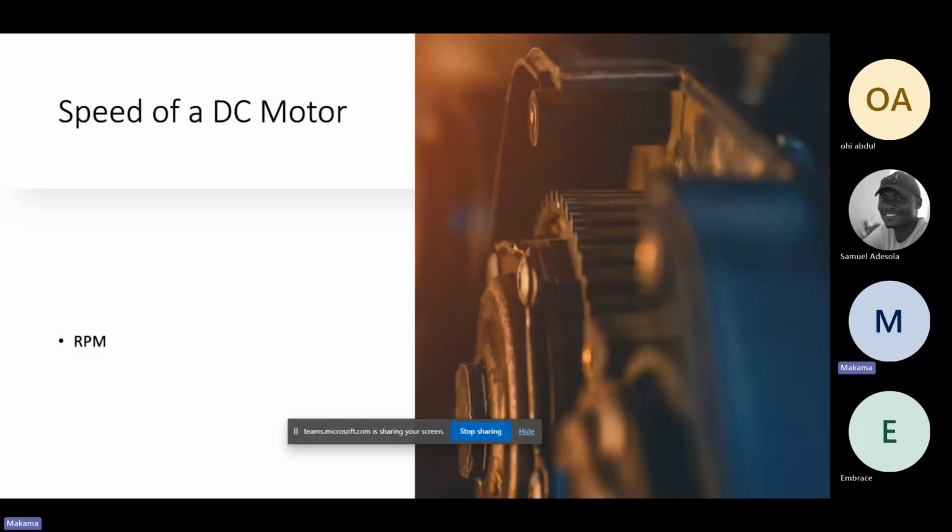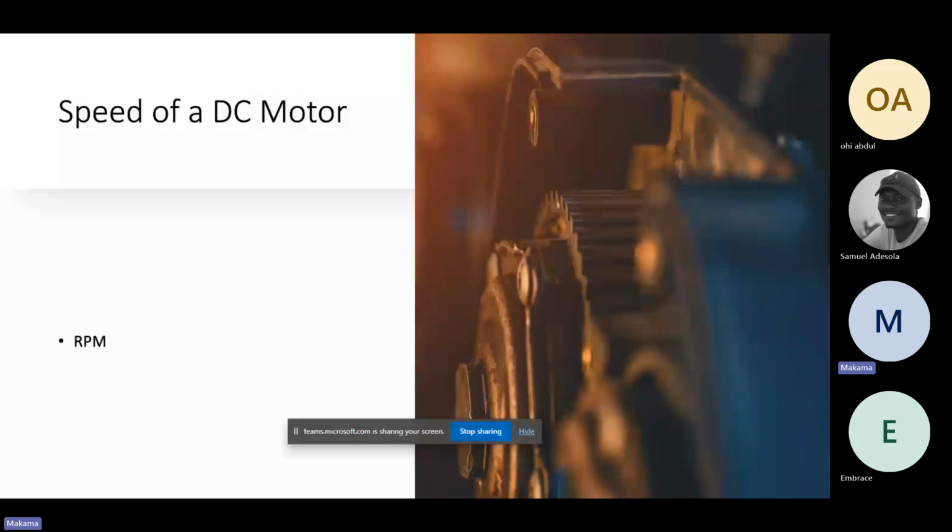So the speed of a DC motor, what does that mean? It is the time taken to cover a single cycle, 360 degrees, right? Because it spins so fast, we cannot just count the time it has taken to complete one cycle, because the time will sometimes be milliseconds. So that is why we calculate the speed of the DC motor in RPM.